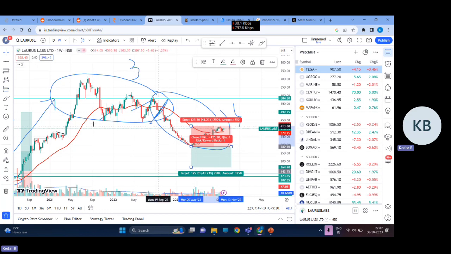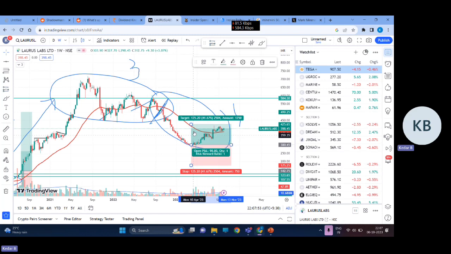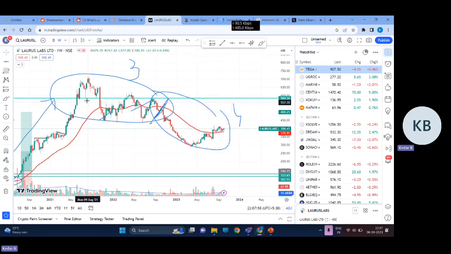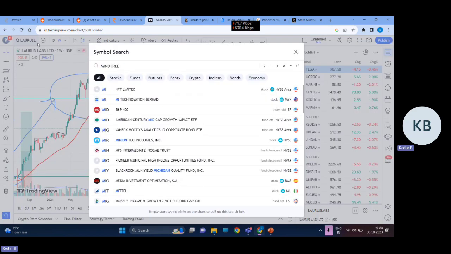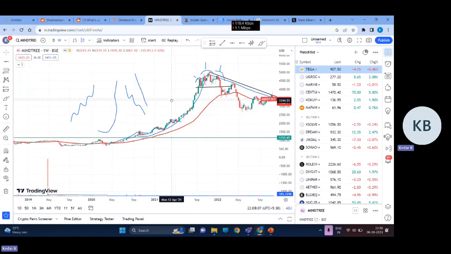It will fall by, sorry, not this. There's 80% chance that it will fall by 50%. It will fall by 50% at least. So not just this, even Mindtree. I can show you hundreds of examples of these stage analysis.